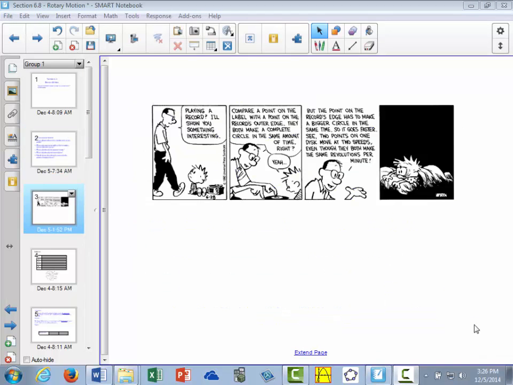So what's the big deal about rotary motion? Well, let's see what Calvin thinks of it. Here's a nice little strip. Dad says, playing a record? I'll show you something interesting.